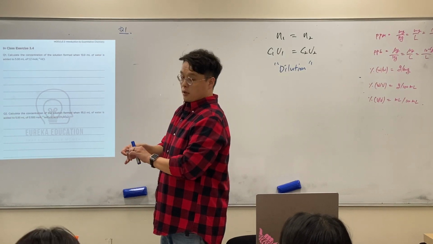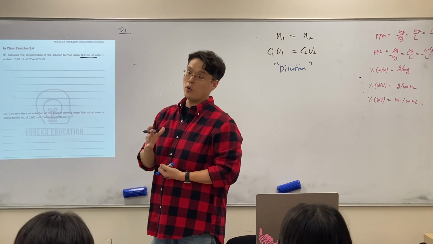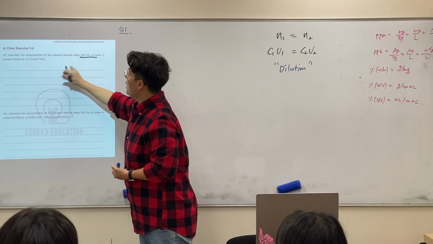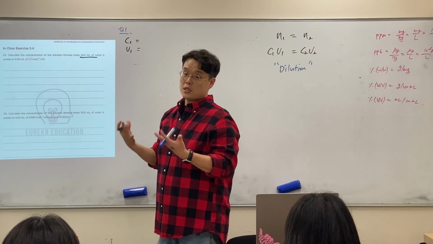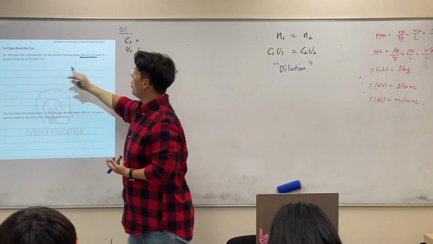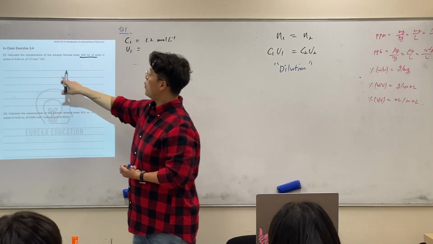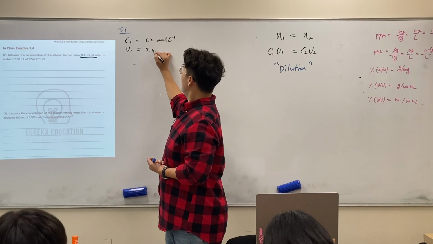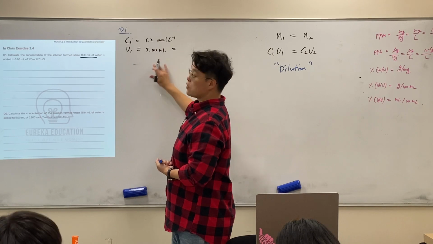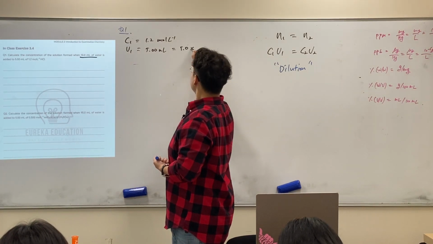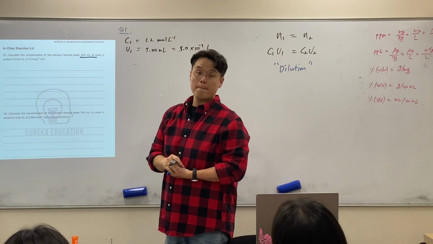What you have to realize there is that 10 mL of water is added. Extra water is added. It's not the final volume. So I want you to determine C1 and V1 first. The initial concentration we're given is 1.2 mole per liter. The initial volume we're given as 5 milliliter. Let's change that to liter form too. That's 5.0 times 10 to the power minus 3 liter. Does it make sense?